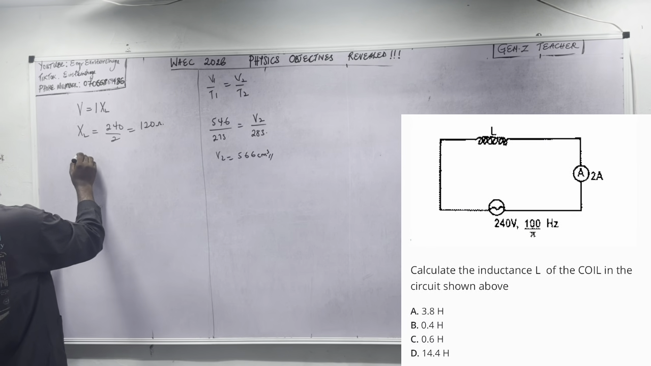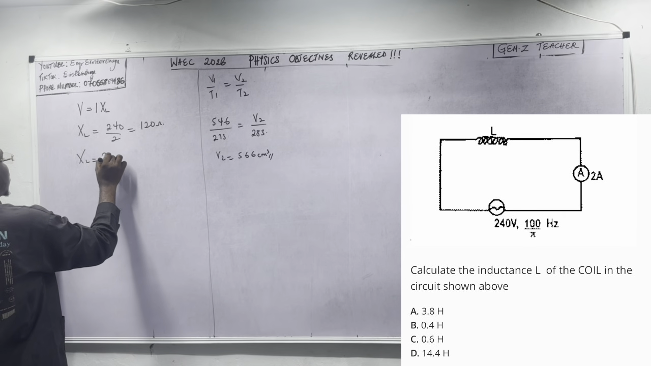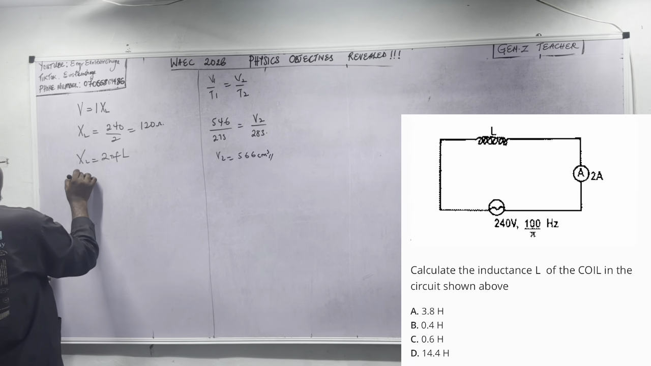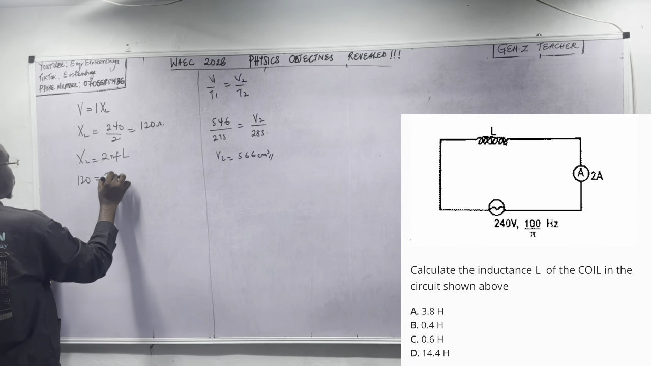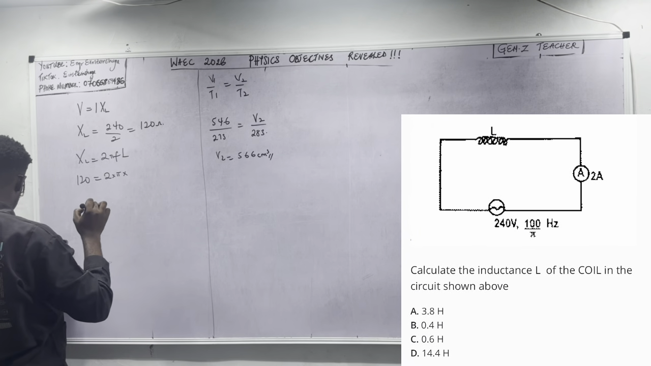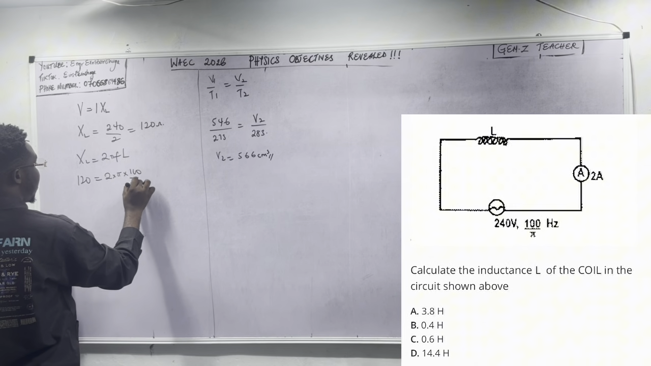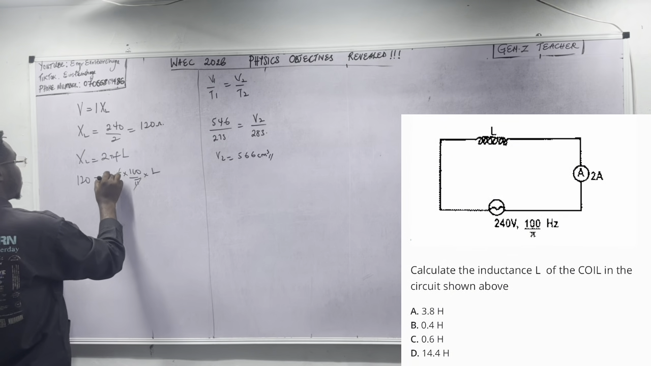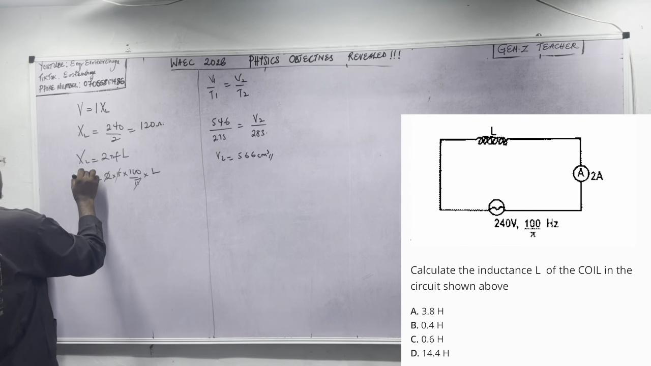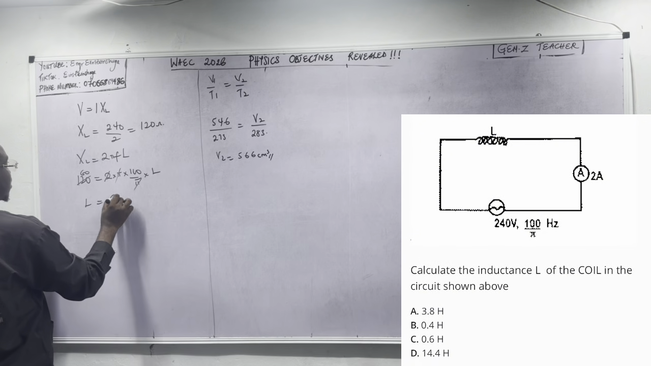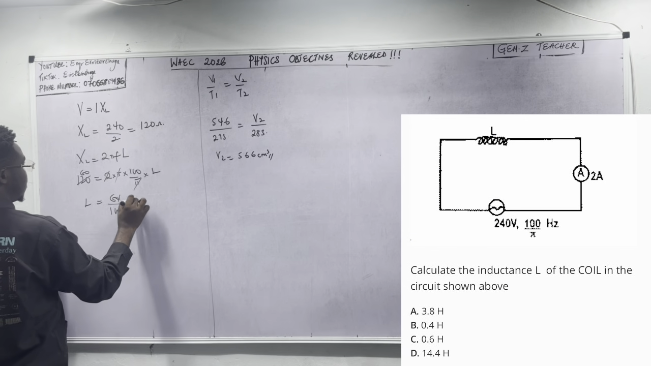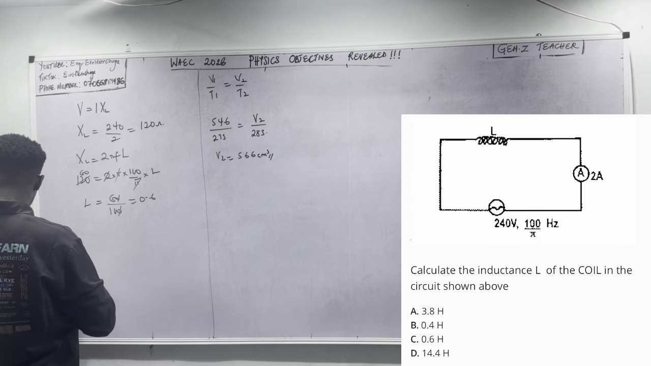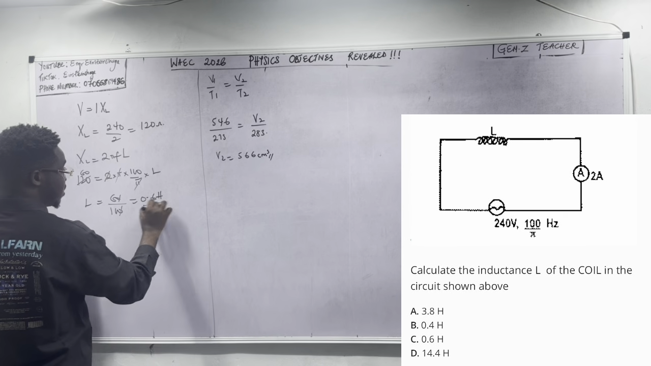Now quickly recall that XL equals 2 pi FL. So we have 120 equals 2 times pi. The frequency there was 100 over pi, then times L. Pi takes out pi, okay? 2 into 120 becomes 60. So L should be 60 over 100, and this should be around 0.6 Henry as the answer.